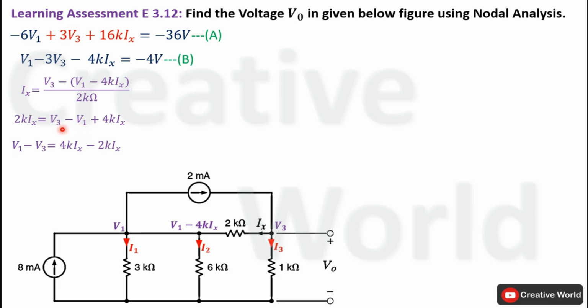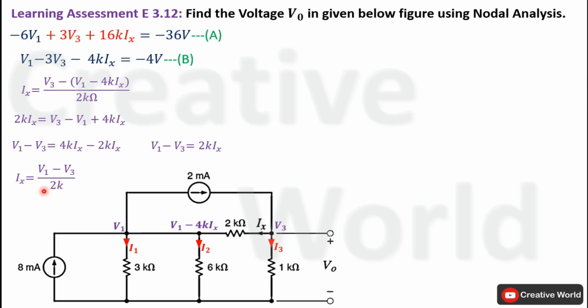Similarly, these two variables' signs are also changed whenever we have placed these variables on the left side of the equal. Now subtract 2k Ix from 4k Ix, the equation will become V1 minus V3 equal to 2k Ix. In order to find the value of current Ix, we will divide on both sides with 2k. Equation for current Ix will become V1 minus V3 divided by 2k. Now we will place the value of current Ix in these both equations.